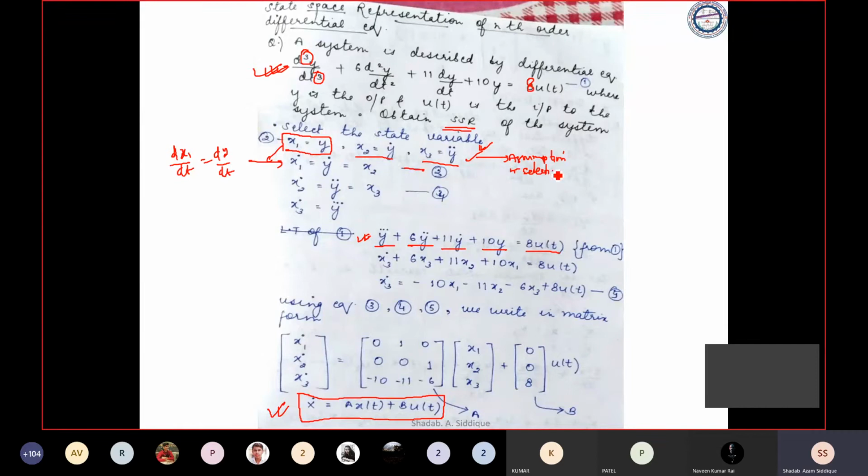You can say selection. Okay. So this is the assumption or selection, and from this assumption we are trying to find x1 dot, x2 dot, and x3 dot. Okay. So what should be x2 dot?